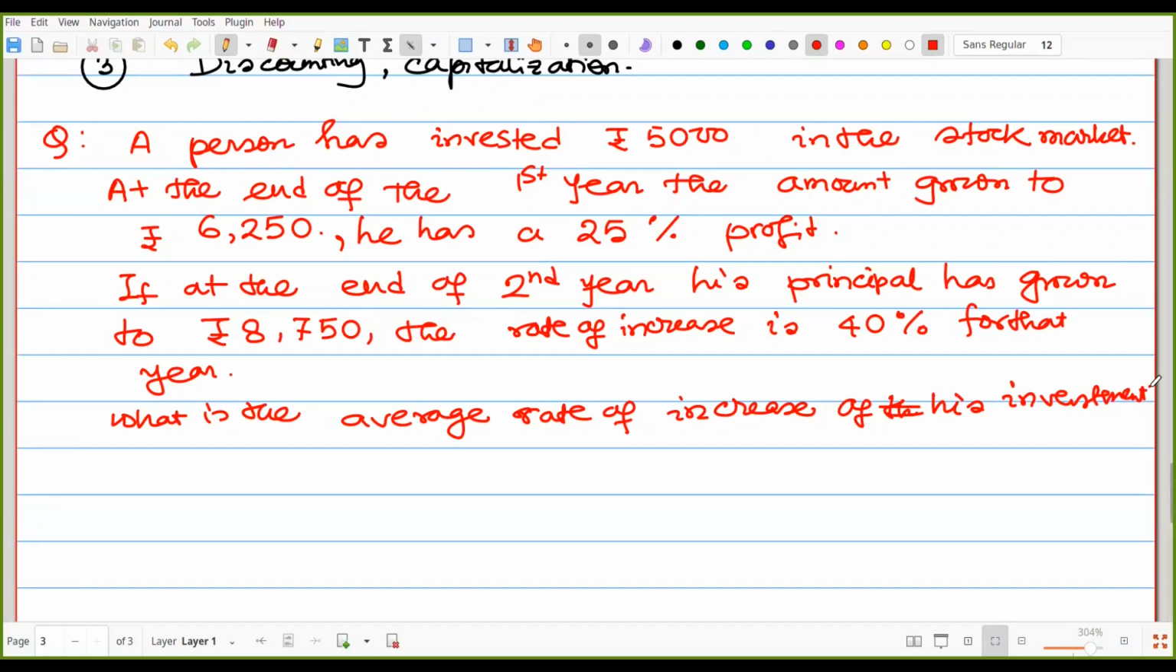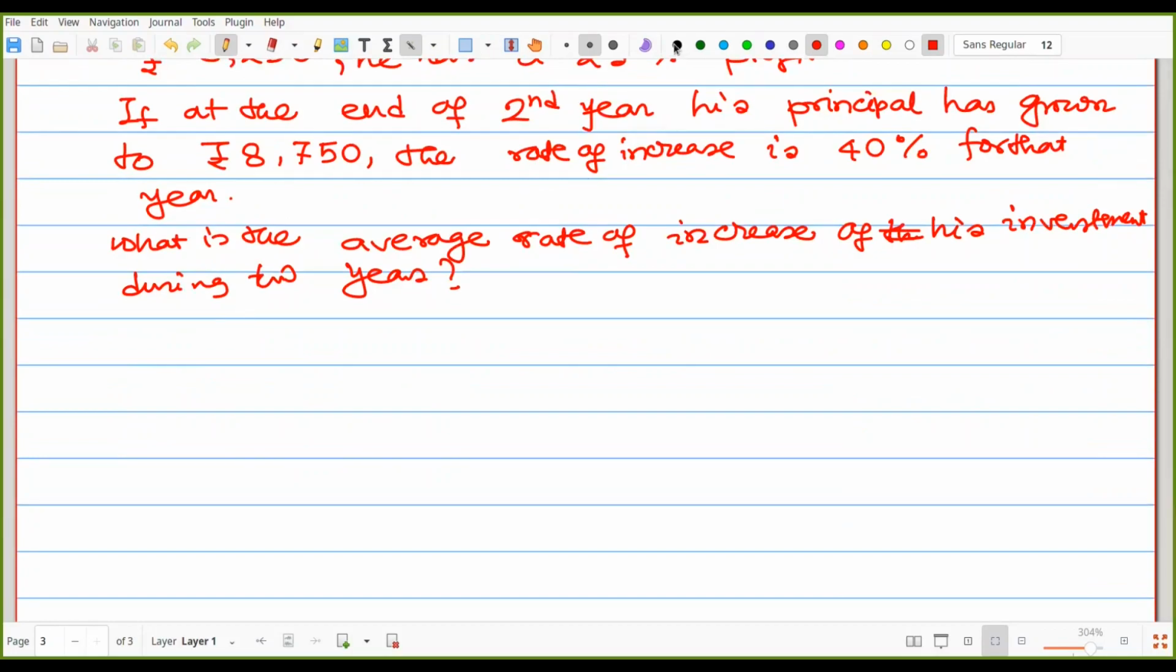Now anyone can think that investments occur in the question during 2 years. So someone can think, sir, it may be 25 plus 40 divided by 2. No, we cannot proceed in that way. That is not the average rate of interest. In that case, we have to use the geometric mean. That is the solution for the first year. We can find the geometric mean, that is the square root of 1.25 into 1.40.